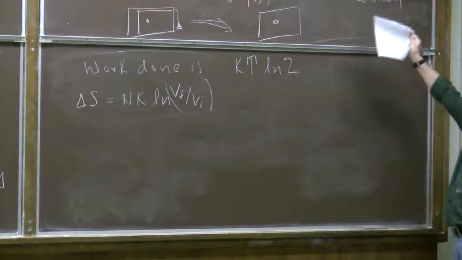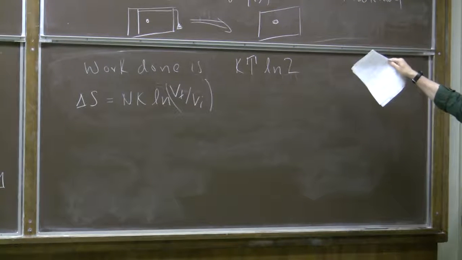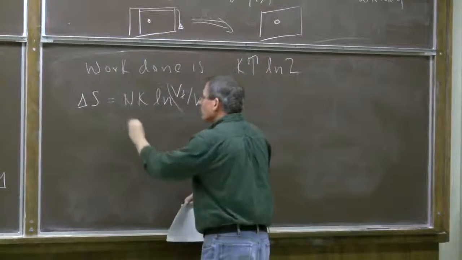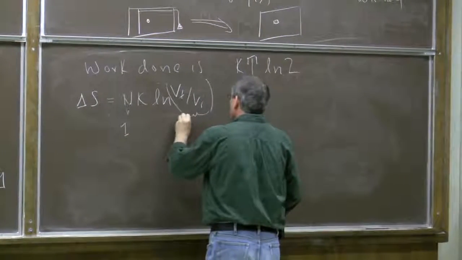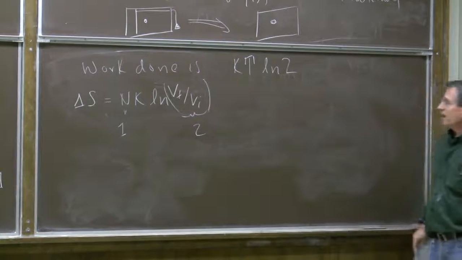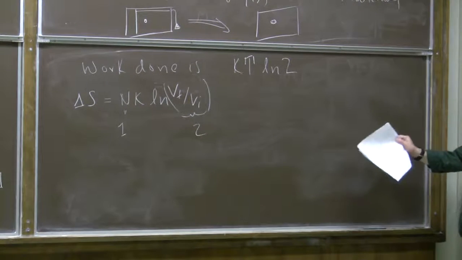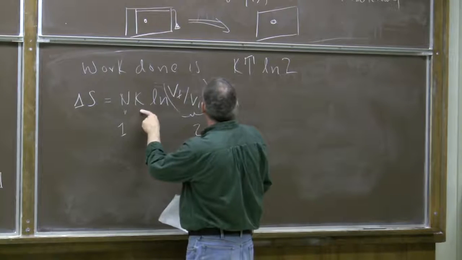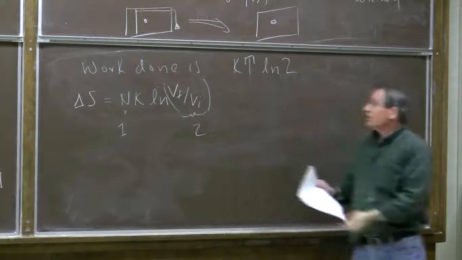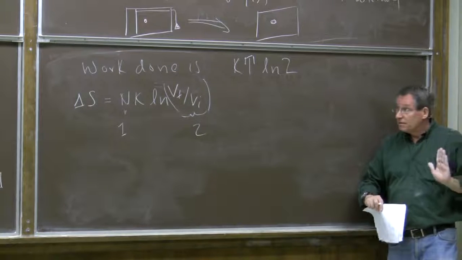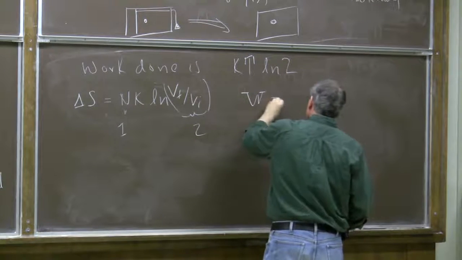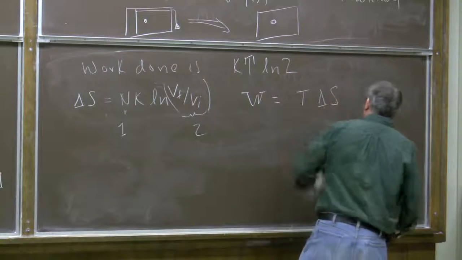I guess I didn't explicitly say so, but I was imagining that I put the partition right in the middle, so when the wall gets pushed all the way to the left side, the volume has doubled. So the entropy, in this case, when n is equal to 1, and the ratio of the final volume to the initial volume is 2, the entropy increase is just k log 2. And the amount of work done isothermally, then, is kT log 2. The work, according to the first law, is just the temperature times the change in entropy.